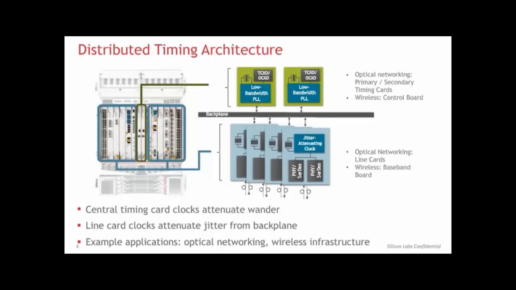The second type of network synchronization timing architecture is the distributed architecture. In this arrangement, redundant primary and secondary timing cards contain low bandwidth PLLs for SyncE or SONET SDH wander attenuation and holdover. Then the clock outputs from the timing cards are distributed over a backplane to several line cards. Each line card has a jitter attenuating clock to provide low jitter clocks to the PHY or SerDes devices. A similar arrangement is used for wireless infrastructure applications. However, in wireless infrastructure, the timing cards are sometimes referred to as control boards, and the line cards are sometimes referred to as baseband boards.